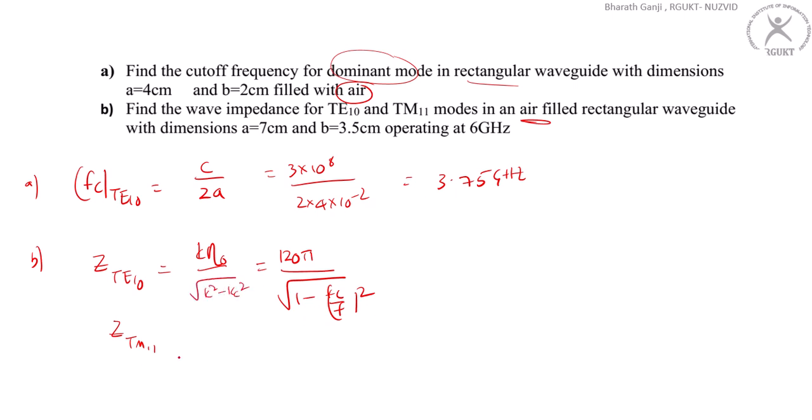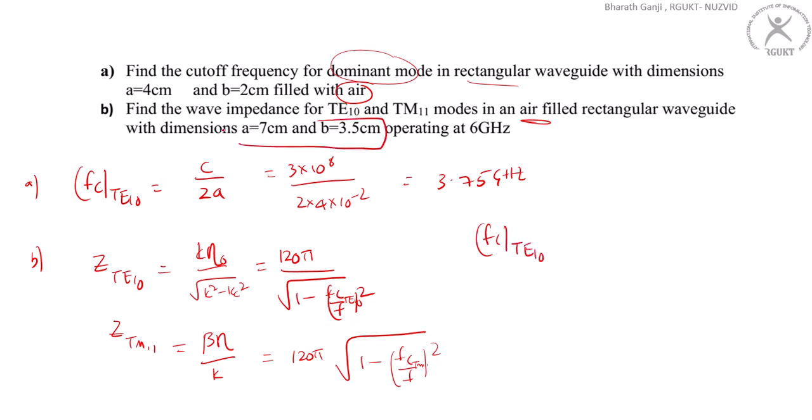From there I have derived this formula, right? And in the same way, for TM mode it is beta eta by k. Okay, we get 120 pi times the square root of 1 minus (fc by f) whole square. So this fc is for TE10 mode and this fc is for TM11 mode. So let us find the cutoff frequency for TE10 mode for this waveguide's dimensions.